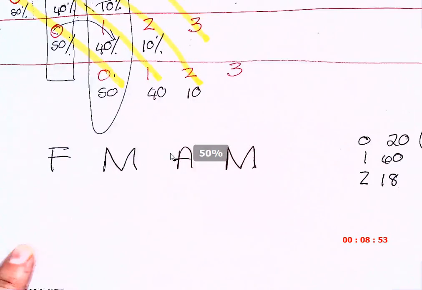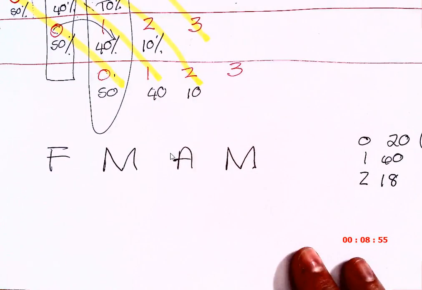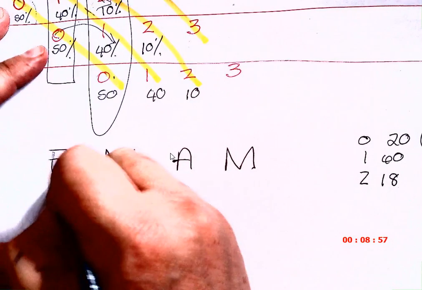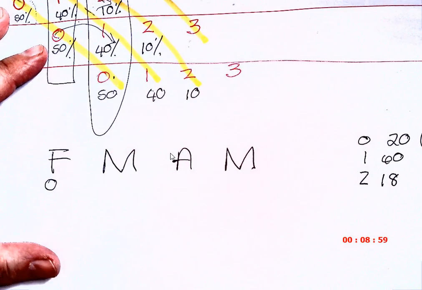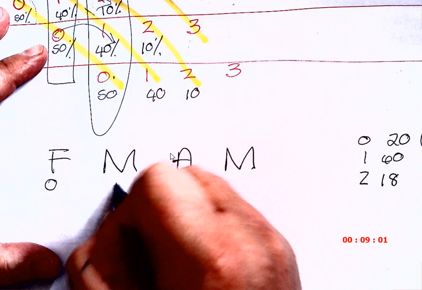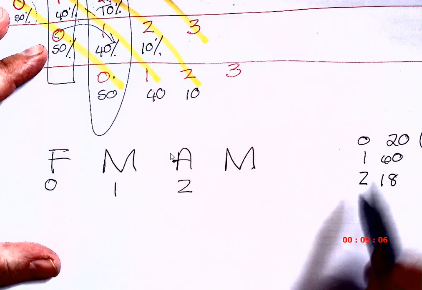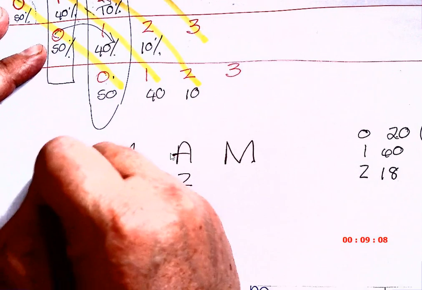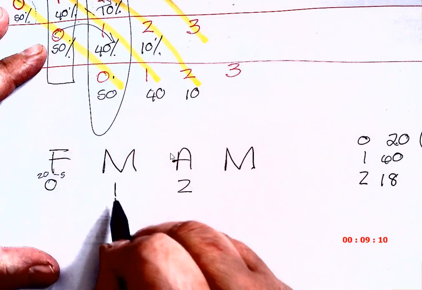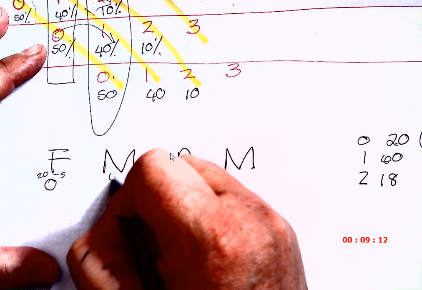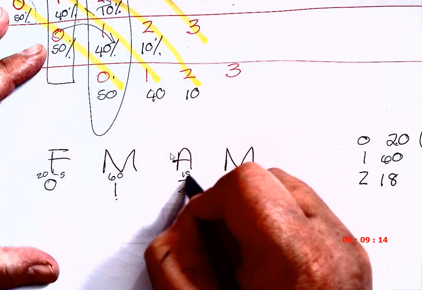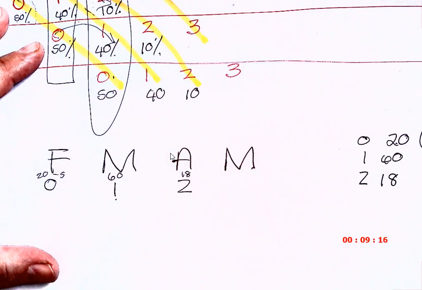So let's start with February. Can you see February is month 0? It's the month it happened. March is 1, April is 2. So in February we're going to do the 20 less 5. March will be 60, April will be 18. Does that make sense to you?